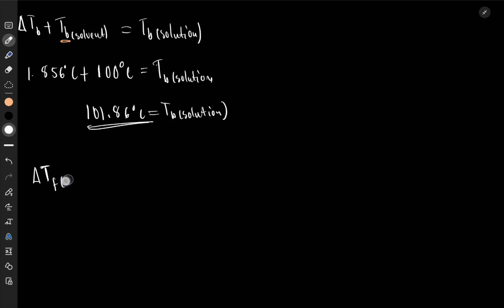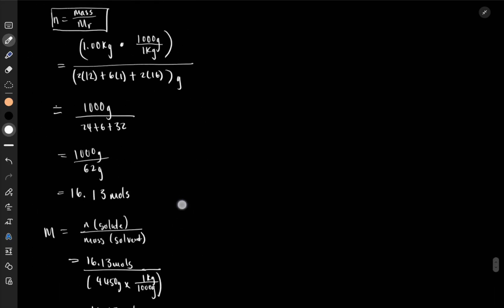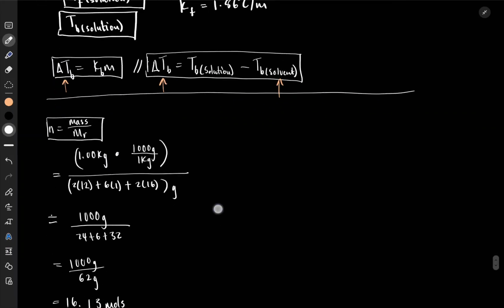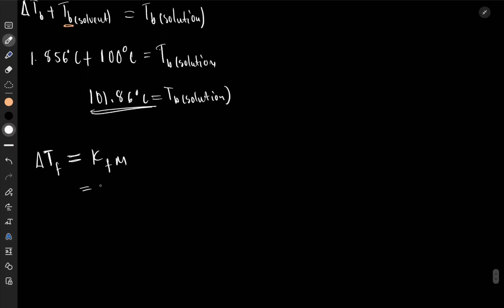So this freezing point depression is going to be equal to Kf times m, because delta T is Km, right? This is the first formula that we're going to use. And since we already know the molality, it's going to be very simple. We don't have to put the box now. What is our Kf? Kf is going to be 1.86 degrees Celsius per molar, okay? 1.86 degrees Celsius per molar.